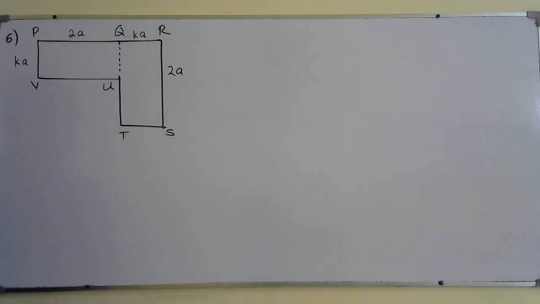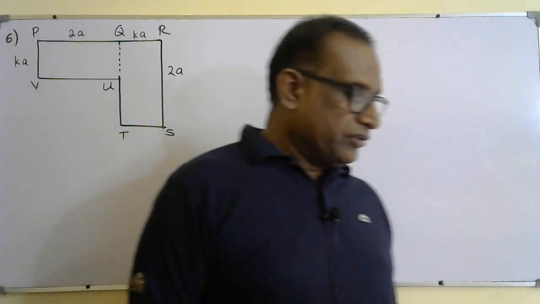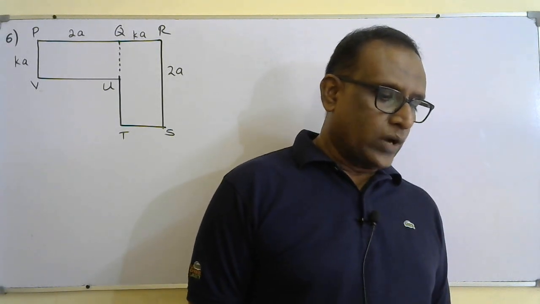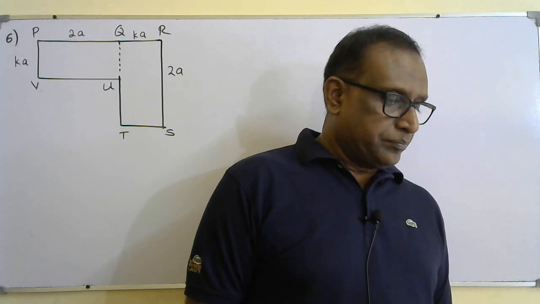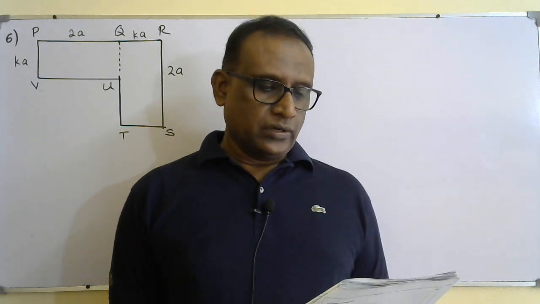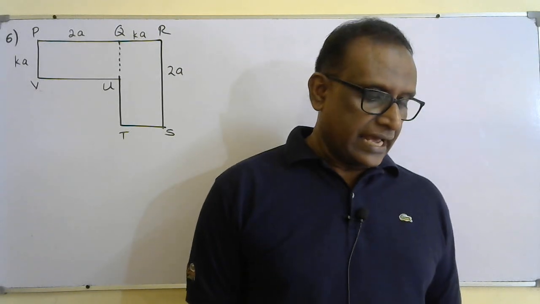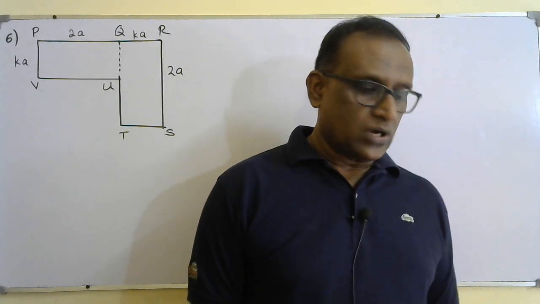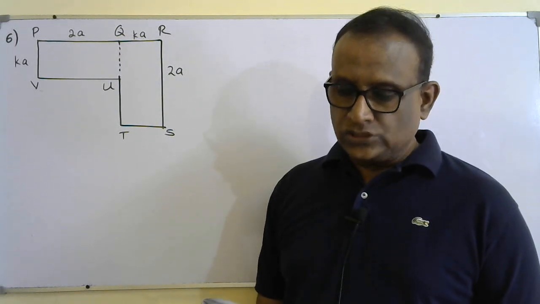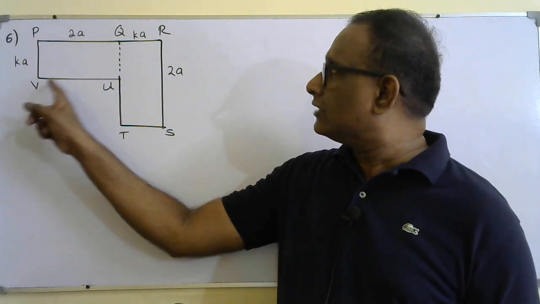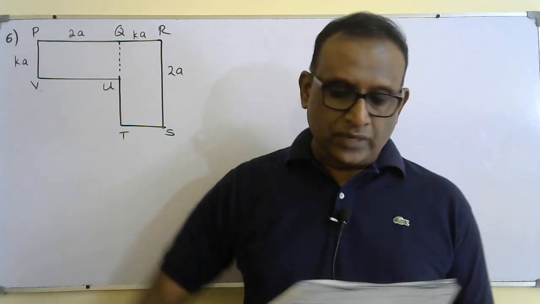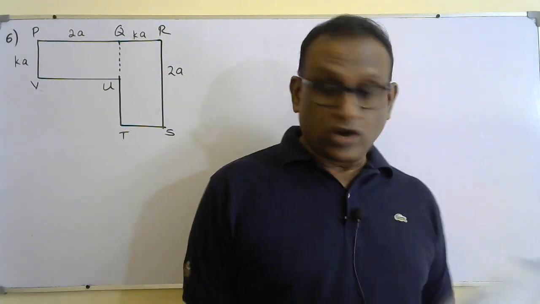Okay, so this diagram is given, question number 6. The uniform laminar PQRSTUV shown in figure 2 is formed from two identical rectangles PQUV and QRSTU. The rectangles have sides PQ equal to RS, which is 2A, and PV equal to QR, that is KA. Show that the center of mass of the lamina is this much from PV.